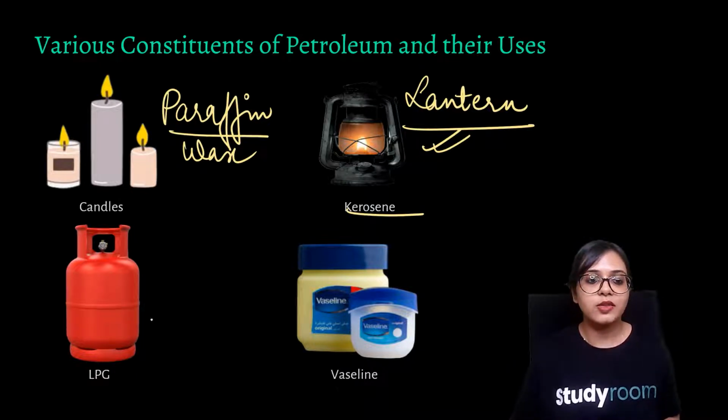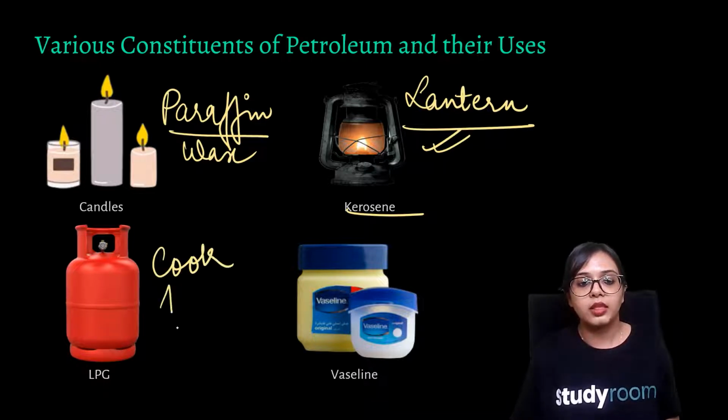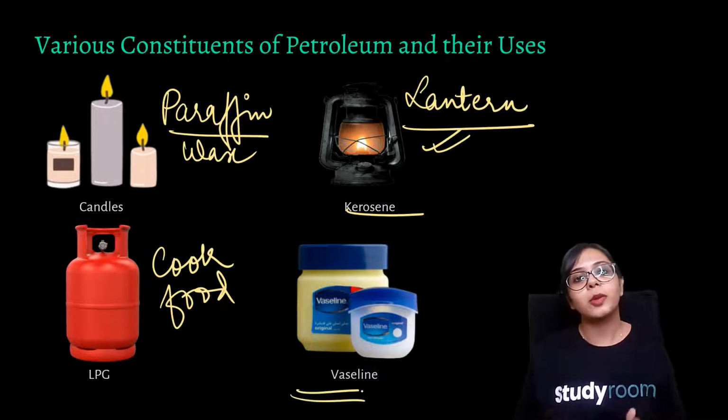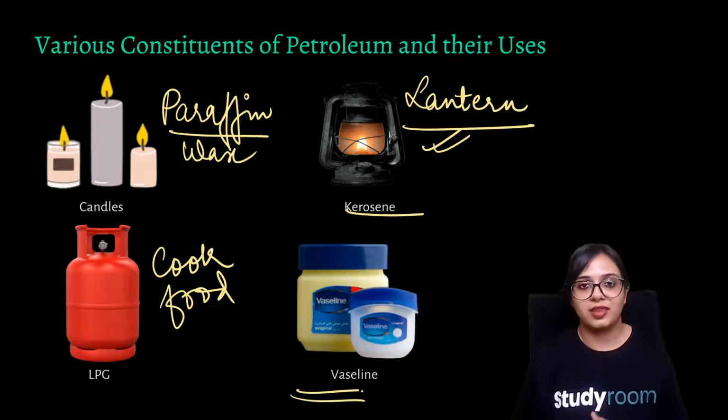This is your liquefied petroleum gas, the gas cylinder that comes to your home, in which you cook food. And this is your very old Vaseline, your petroleum jelly that is being used to keep your lips and your skin moisturized.